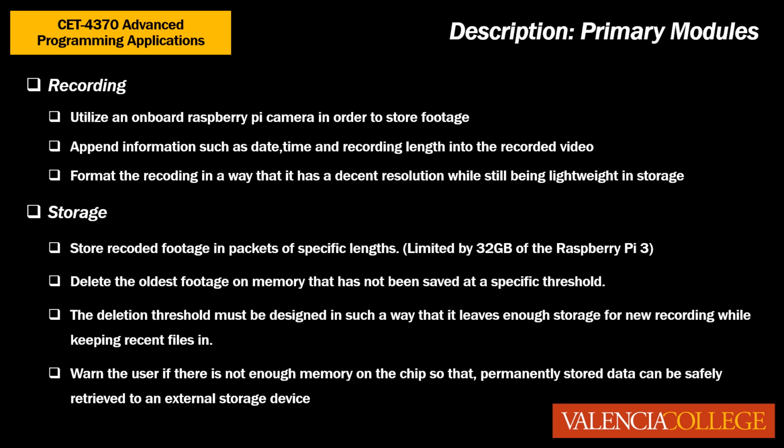And for storage, as explained, it should store the recorded footage in packets of a specific length, which is limited by the 32 gigabytes of the Raspberry Pi 3. It should delete, as explained earlier, with the first in, first out system. The oldest footage should be deleted after hitting the threshold. And the deletion threshold must be designed in such a way that it leaves enough storage for permanent recordings.